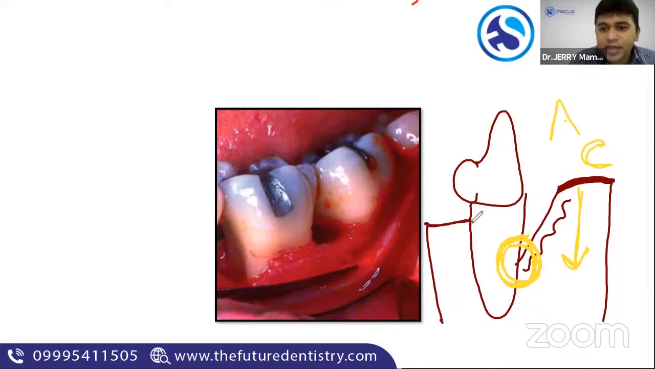The crest and the base of the defect will be at the same level because the bone is getting resorbed equally. Whereas the angular defect is getting resorbed unequally, more towards the tooth side, less away from the tooth. Towards the tooth, more resorption. Whereas here, the bone is being resorbed equally like this. So the crest and the defect will always remain the same.